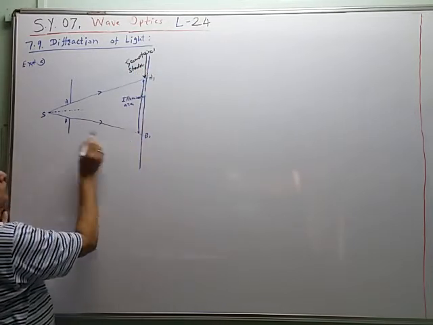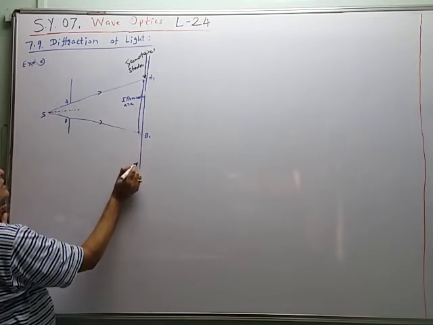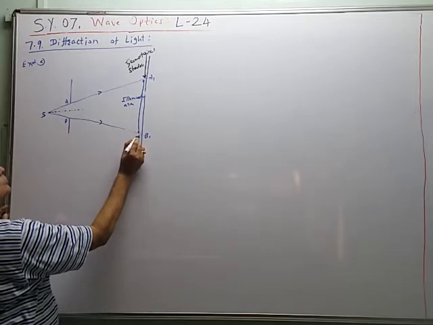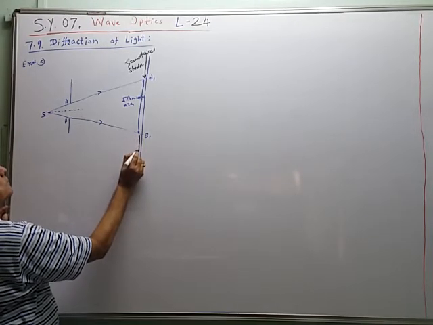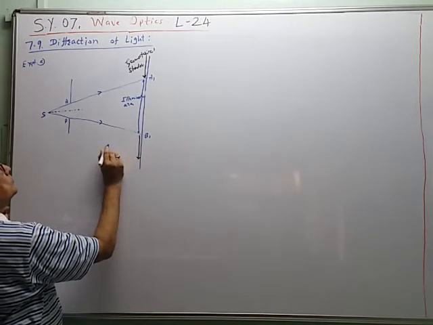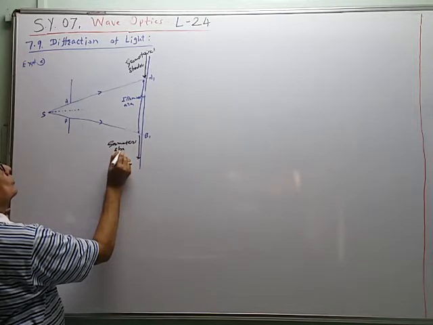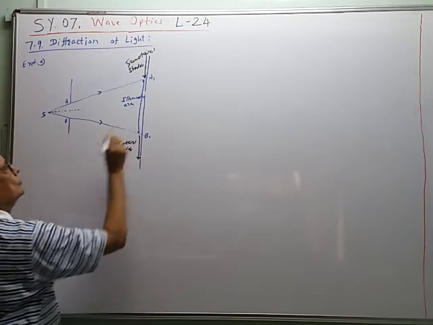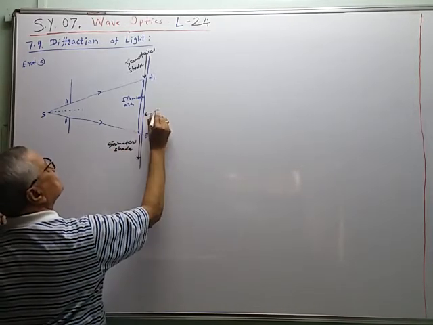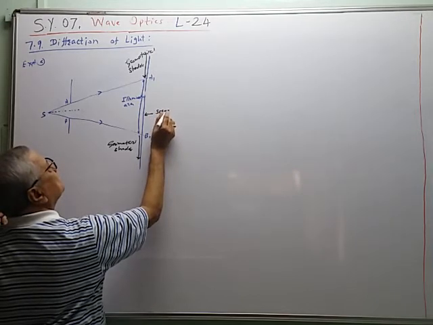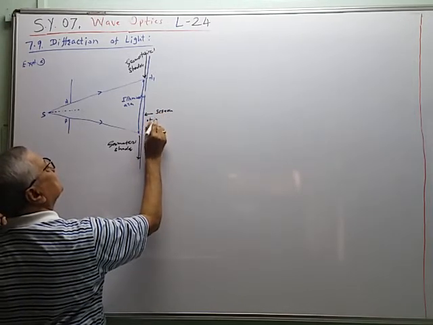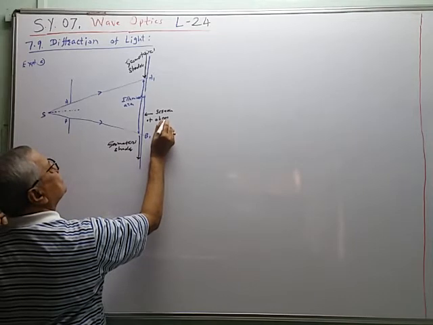Same thing is here. No light waves can touch the screen below B1, so this is again the region of geometrical shadow. This is the screen of observation.